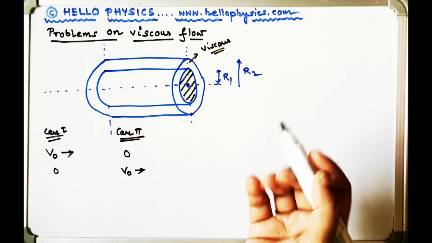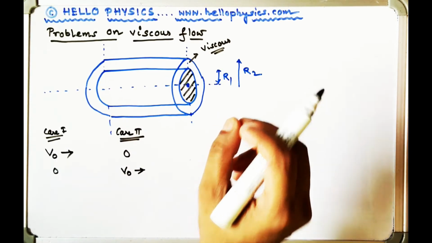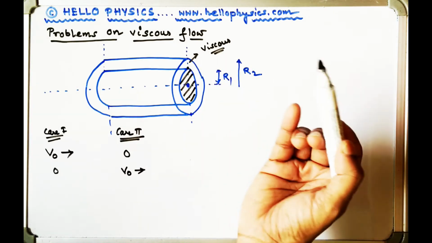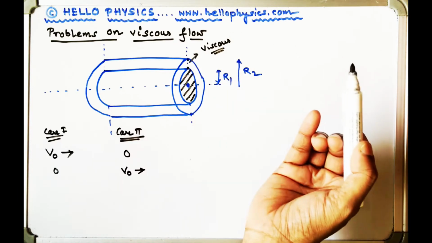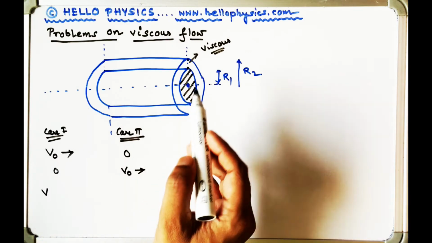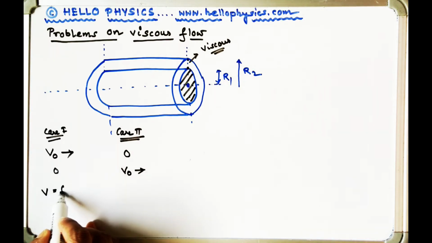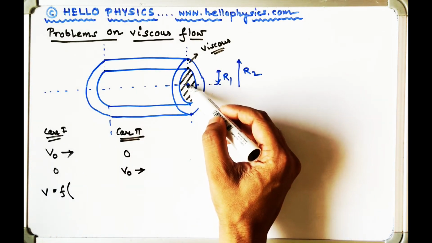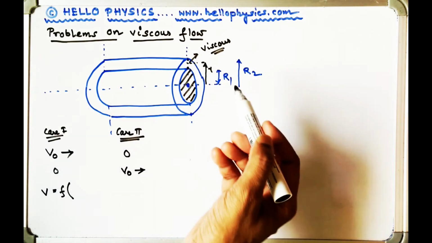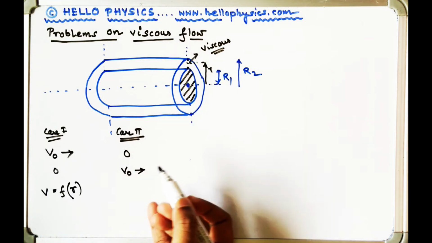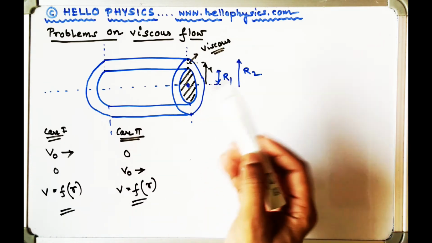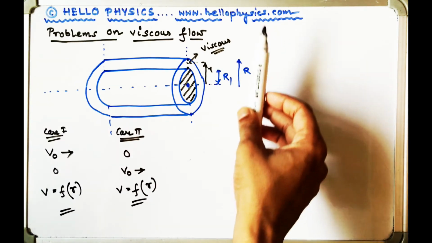So what would happen? If the fluid is viscous, a velocity gradient would be created. That means the velocity of the fluid over here would be different from the velocity of the fluid over there. What you have to do is find out how the velocity of the fluid varies as a function of the distance from the center. That is, if we take an arbitrary radius, let's say somewhere over here, you have to find out what the velocity is at that particular point in both the cases. So you have to find out velocity as a function of small r, where small r is the radial direction distance from the axis.